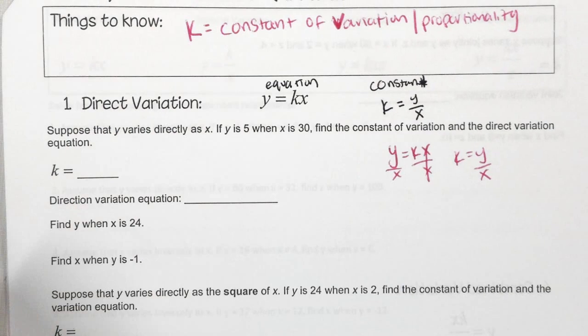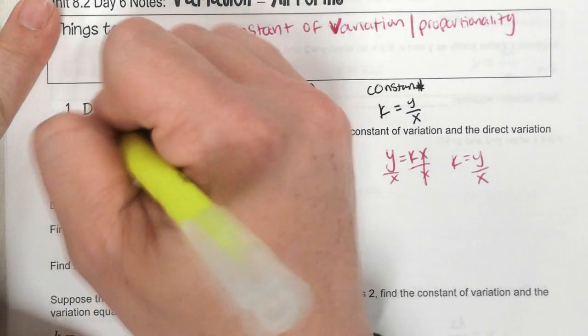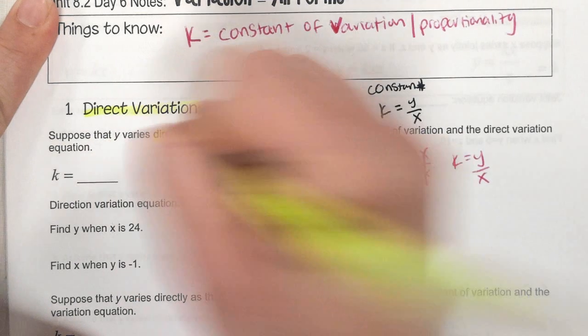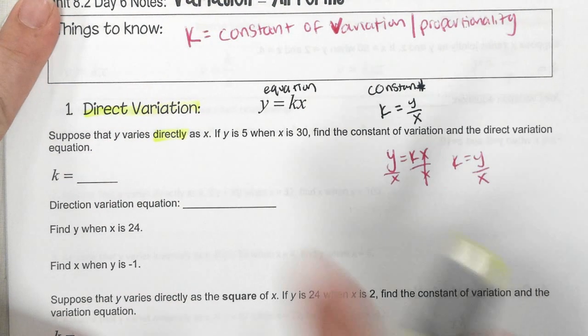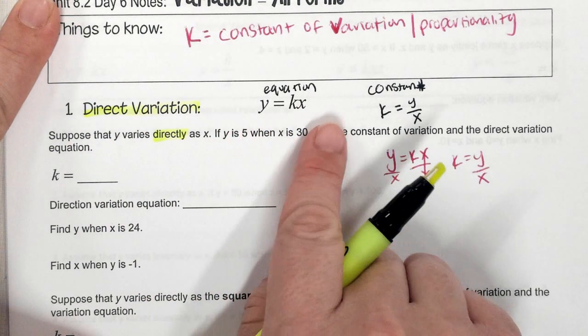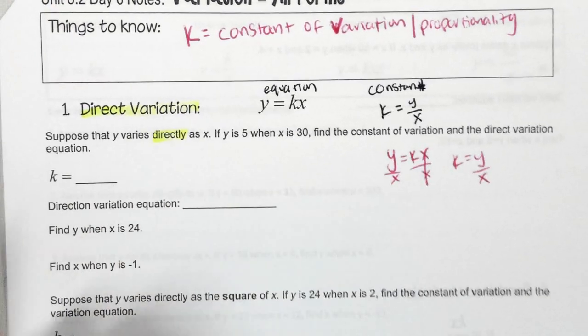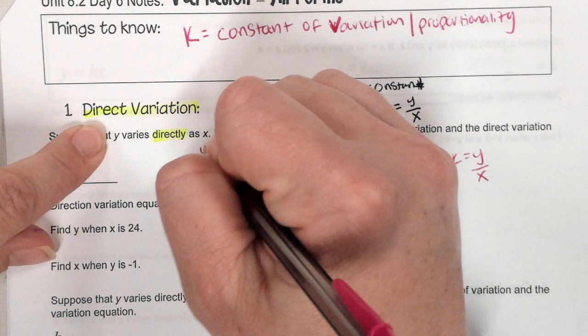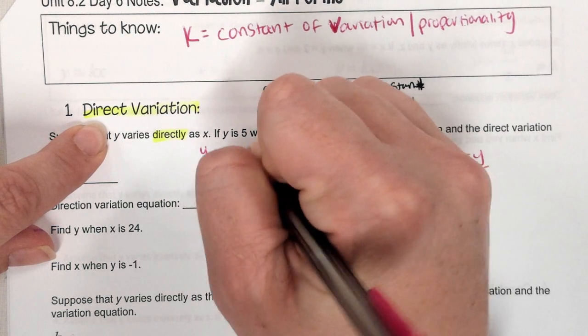Okay, so knowing that, if we keep reading, it says, suppose y varies directly as x. That's just telling me we're in direct variation right now. Direct variation is telling me y equals kx. That's if it starts with y. So see how it says y first, y varies directly as x, which just means kx.